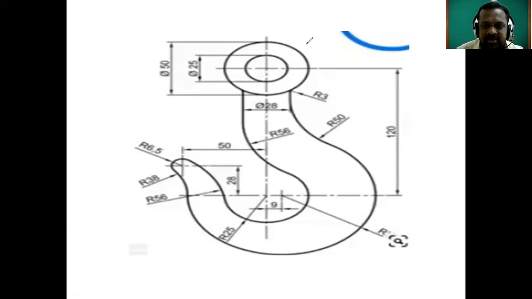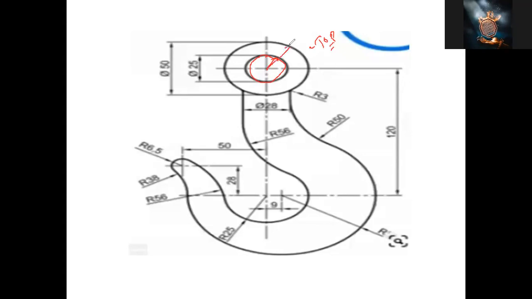See. We'll start from the top side. I will start. So see here, first we have to draw this circle, because they have given the diameter of this circle. What is the diameter of the circle? It is the 25. Again, we can easily draw this circle. What is the diameter of the circle? It is the 50.